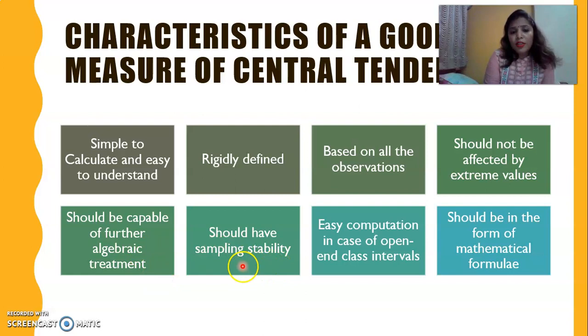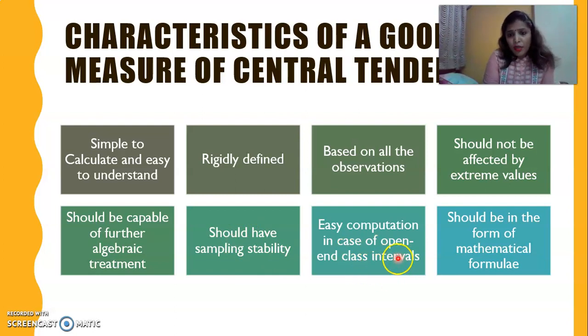It should have sampling stability. Sampling stability means that if different samples are drawn from the same population at different intervals of time, then the average which is being calculated from all those samples should not significantly differ.